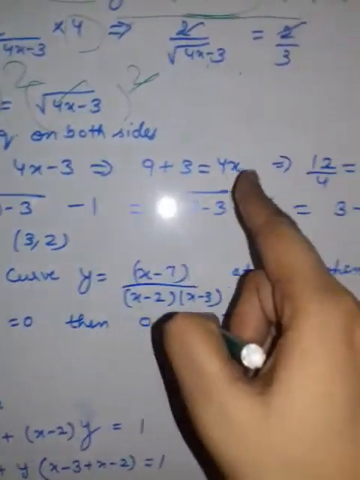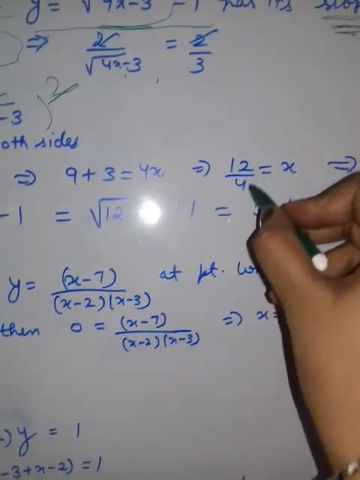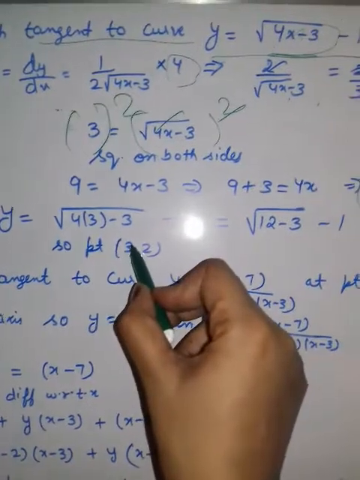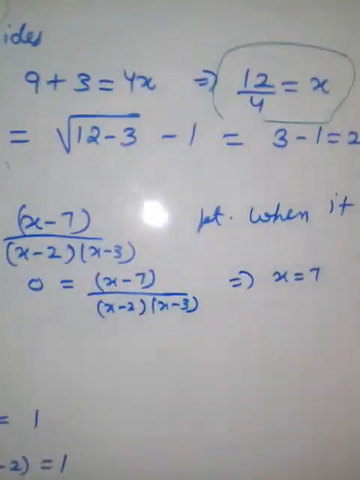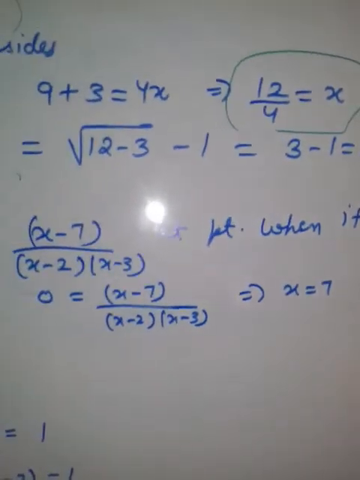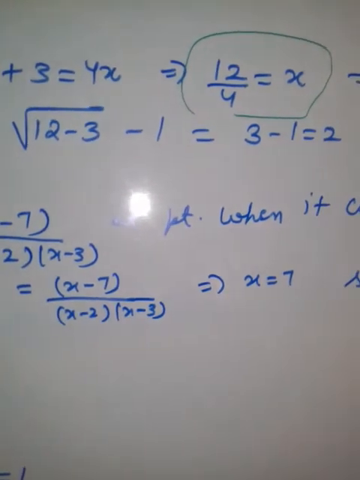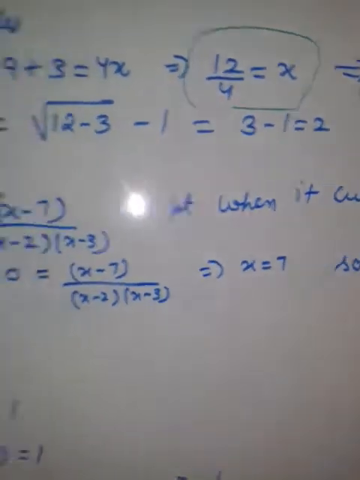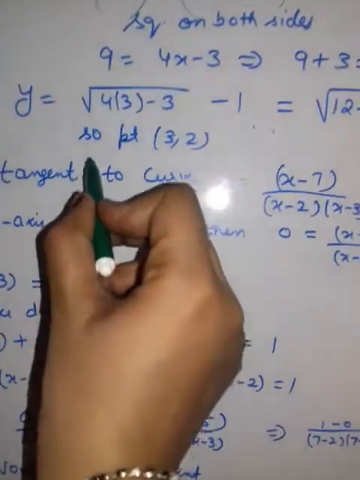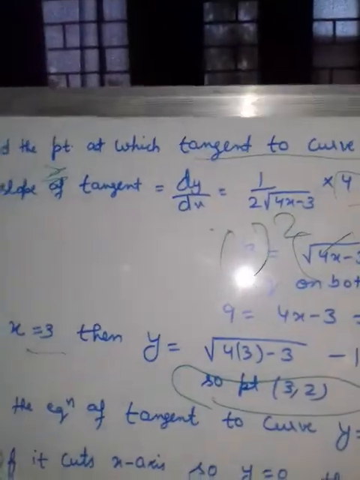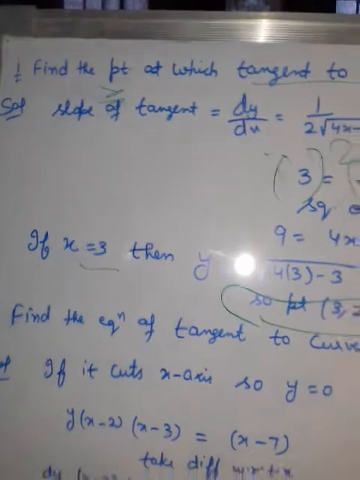So 9 plus 3 is equal to 4x. 12 upon 4, that is x. So you got x equal to 3. If x is 3, then you will put here 4 into 3 minus 3 minus 1. So I put the values, and 12 minus 3 is root 9. 9 is 3 square, the square cancels with the root. 3 minus 1, that is 2. So you got the point you want, because the curve is given, slope is given, and you have to find the point.